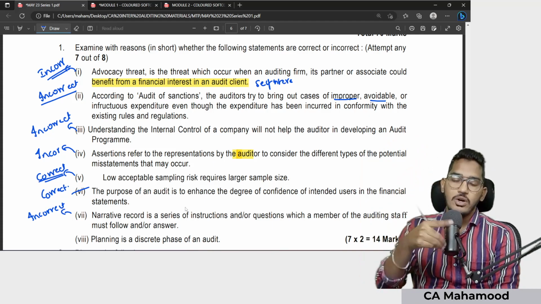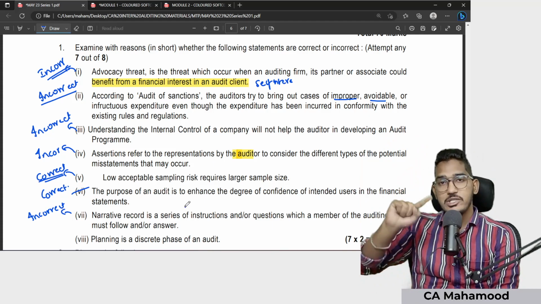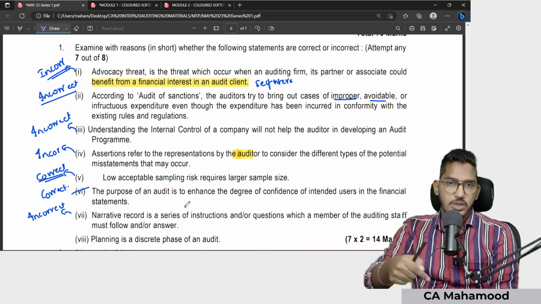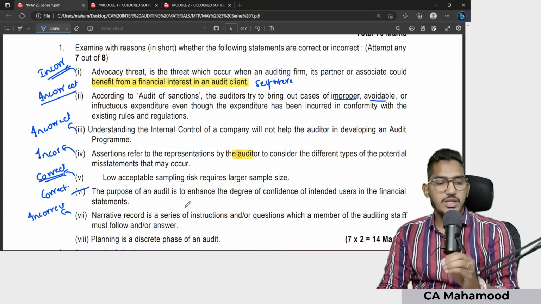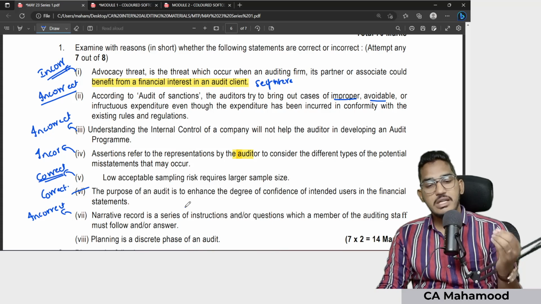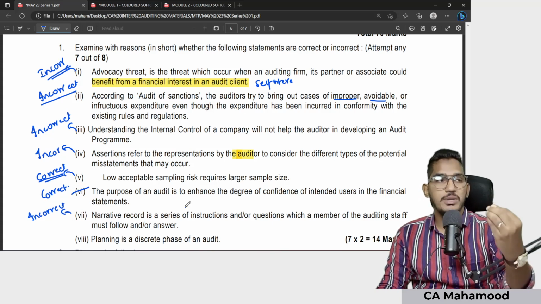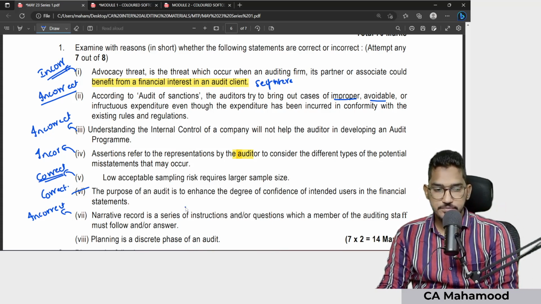Then what is narrative record? Narrative record is a complete and exhaustive description of internal control by the auditor, that we call narrative record, whereas checklist is a series of instructions which are required to be answered by auditing staff. Next one. Planning is a discrete phase of audit.